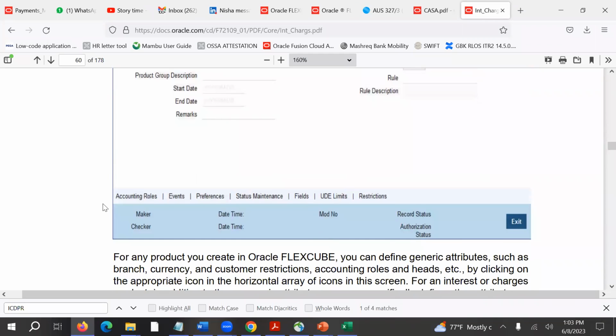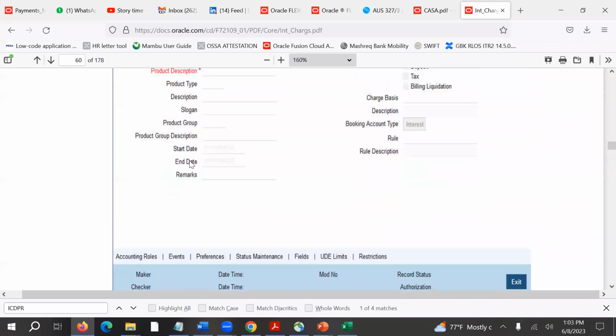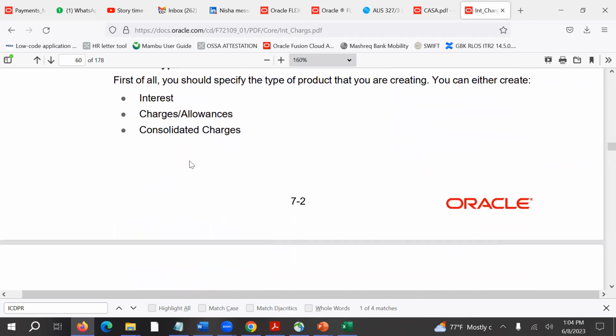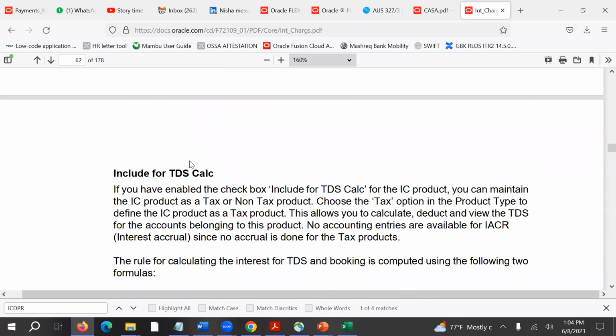Okay. And when we go to the accounting roles, upon authorization of the rule, the system would have created some role codes based on the rule ID, formula number and income receivable. Because when you are creating the formula, at that time itself you have mentioned whether it is a debit formula or credit formula. So based on that, the system would have created underlying role codes.